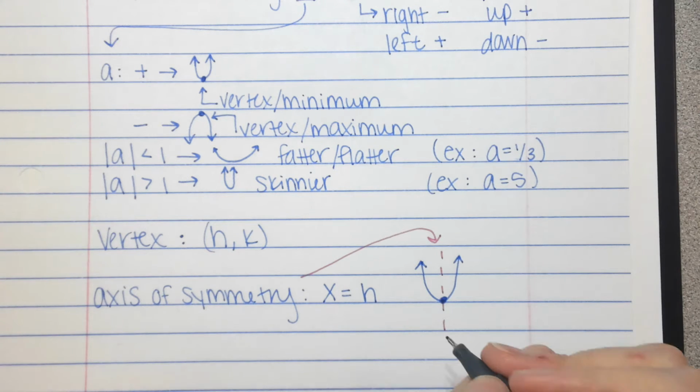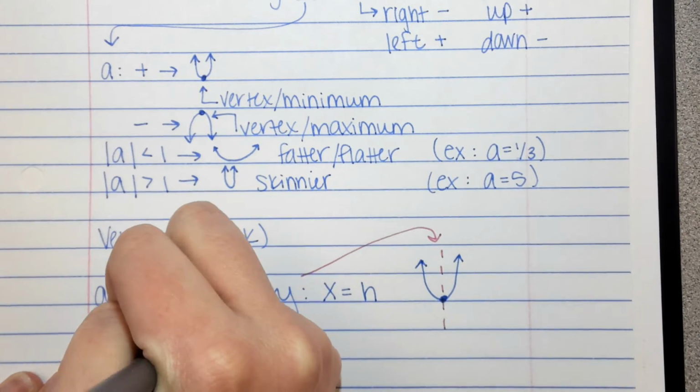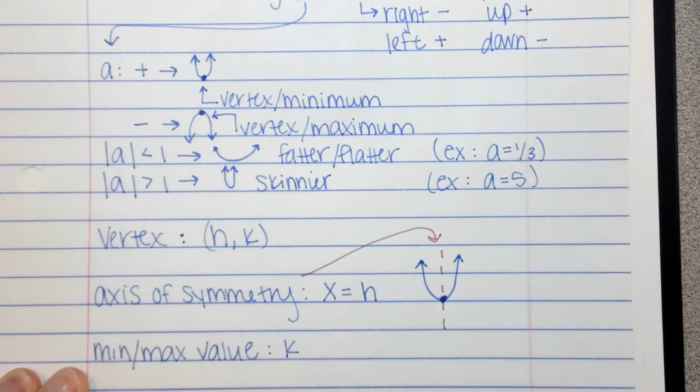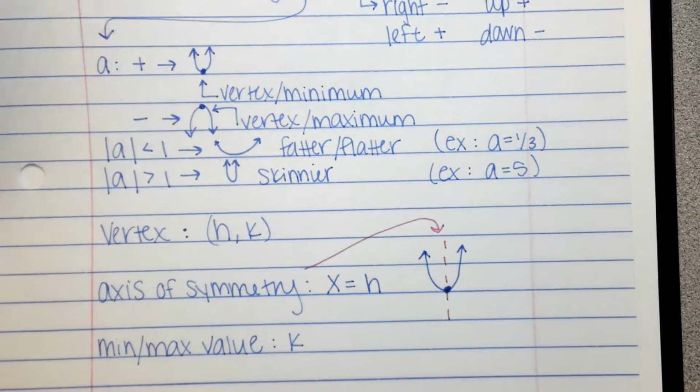Okay. Sometimes you might be asked for the minimum or maximum value. And if you are, that's just k. Okay, it's that y value, part of the vertex.